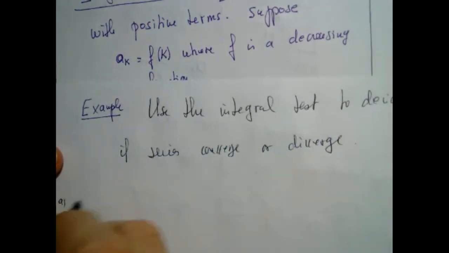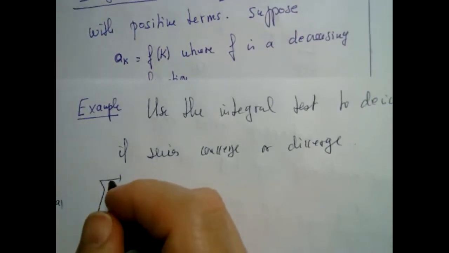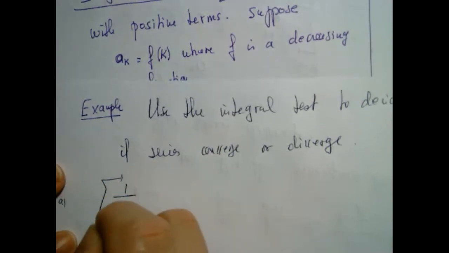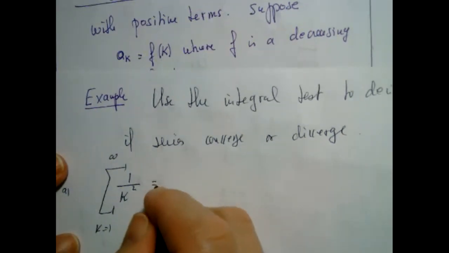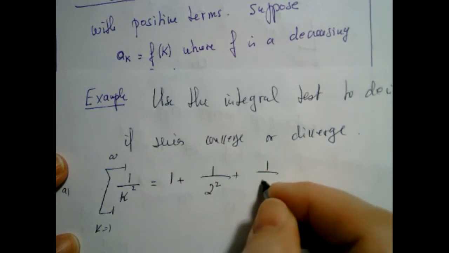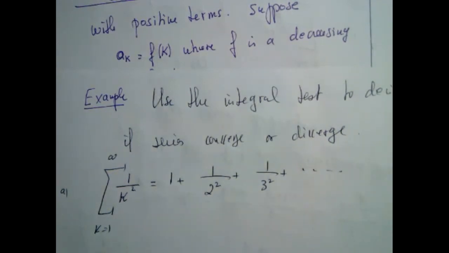Example number 1 is the following series. Sigma, let us say 1 over k squared for now, k equal 1 to infinity. That's my series. So it's 1 plus 1 over 2 squared plus 1 over 3 squared plus, etc. Okay, what does the integral test tell me? The a_k here is 1 over k squared.